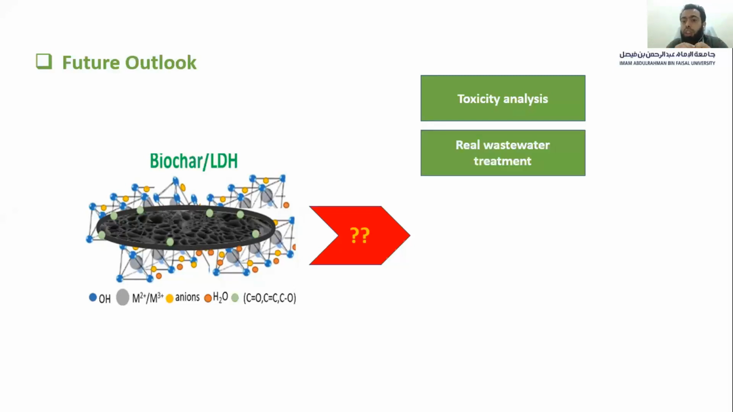Real wastewater treatment: generally, the investigations have been done to treat synthetic water or laboratory-based water. Real wastewater treatment is still needed, because real wastewater contains different anions, cations, and different coexisting ions. So the removal performance of the LDH biochar composite should be investigated in real wastewater.